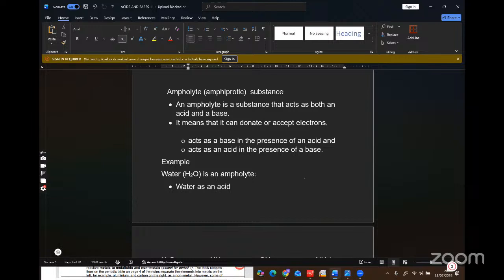Ampholyte or amphiprotic substances. An ampholyte is a substance that can act as both an acid and a base, okay? There are certain substances that can act as acids and they can also act as bases at the same time. Such substances are called ampholytes or amphiprotic substances. An example is water. Okay, so let's see how water acts as an acid.